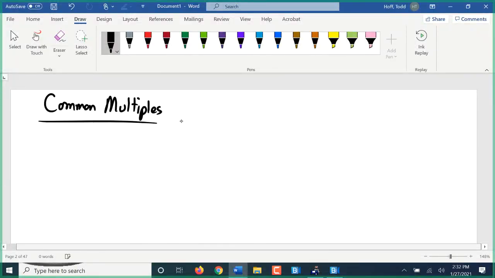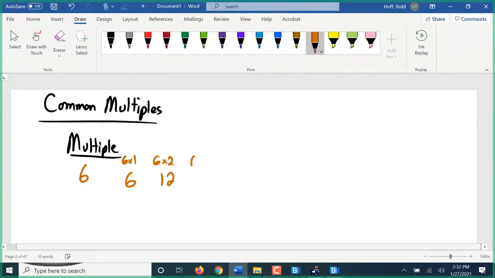Let's talk about common multiples. First of all, what is a multiple? Let's say we've got 6. Multiples of 6, or 6 times 1, of course, is 6. 6 times 2 is 12. 6 times 3, 18. 6 times 4, 24. 6 times 5, 30. Those are all multiples of 6. You start with a number and you multiply by 1, by 2, by 3, and you work your way up. Or you could just say you count up by the number 6, 12, 18, 24, 30, 36. Those are all multiples of 6.